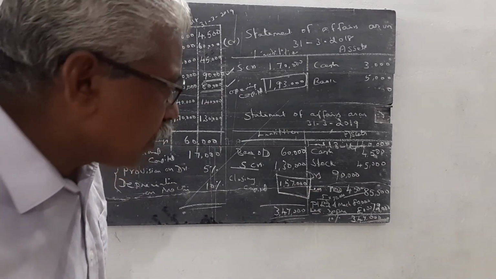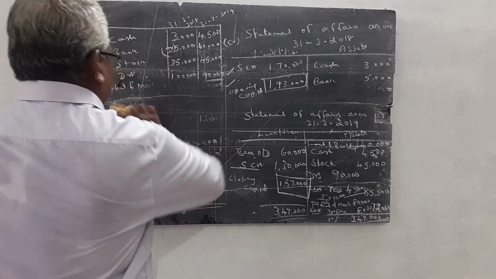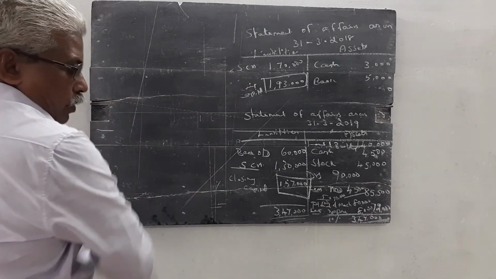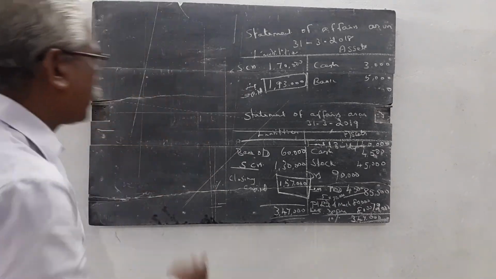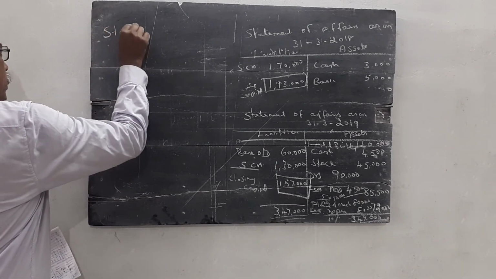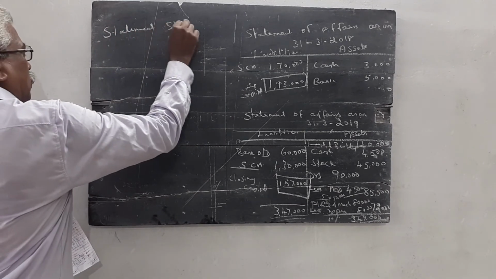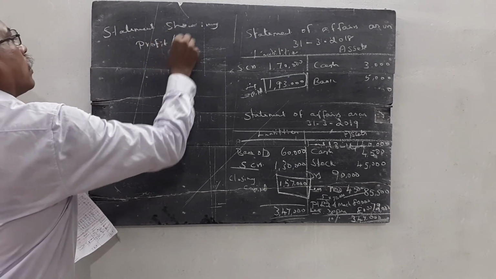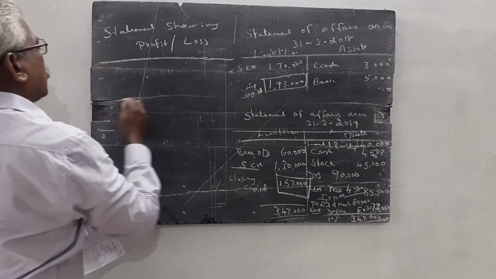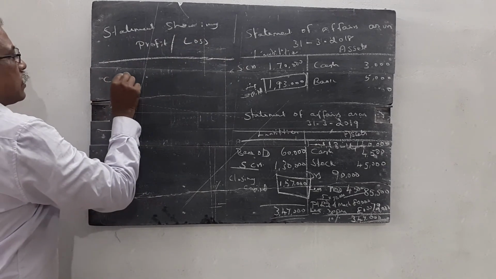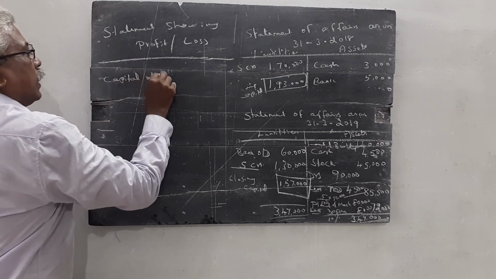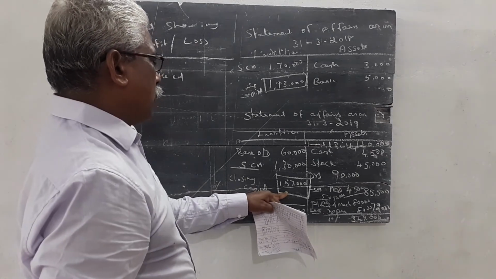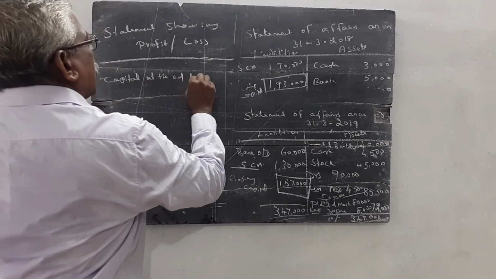With the help of this information, we have to calculate the profit. Here we write statement showing profit or loss. First you write capital at the end. This is closing capital, rupees 1,57,000.